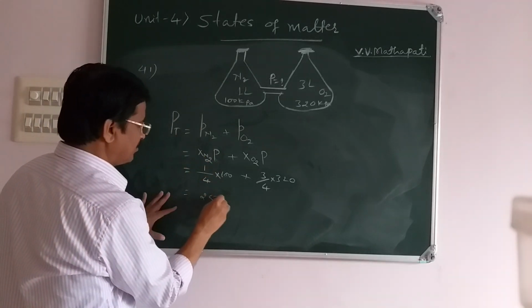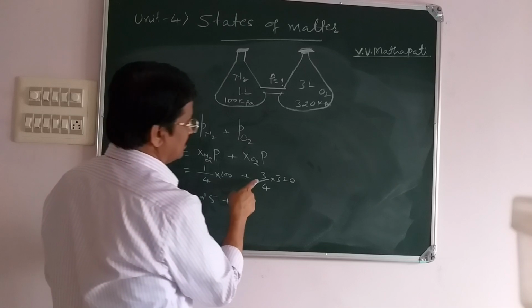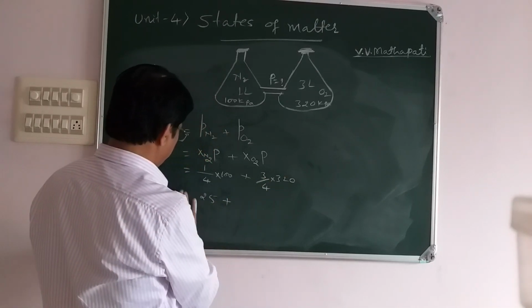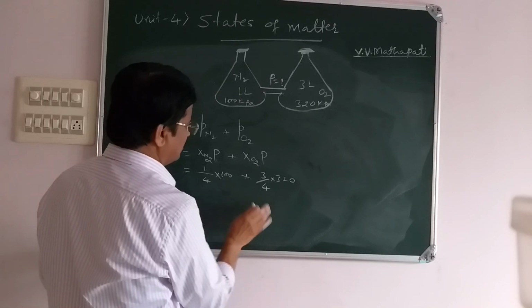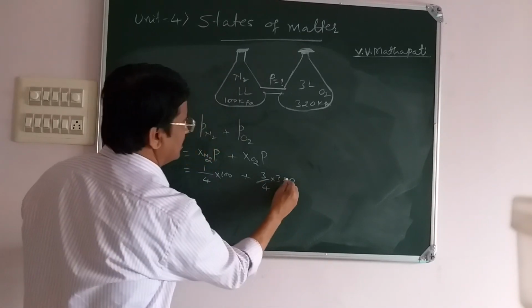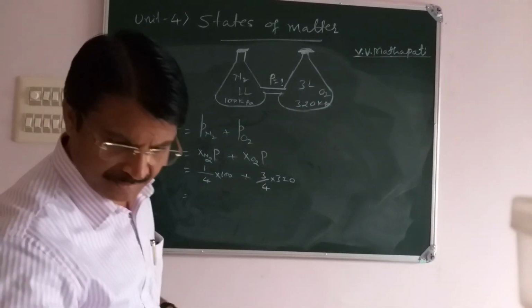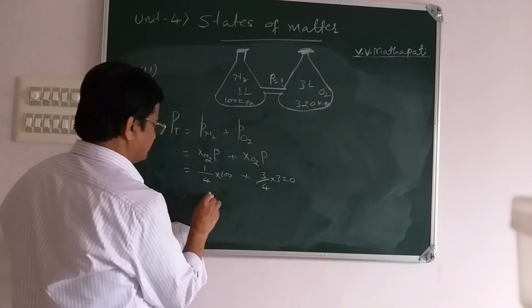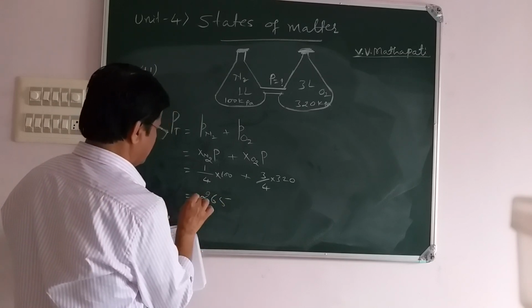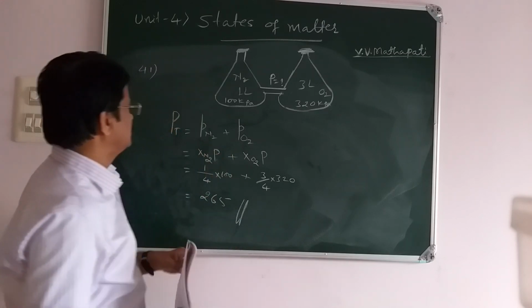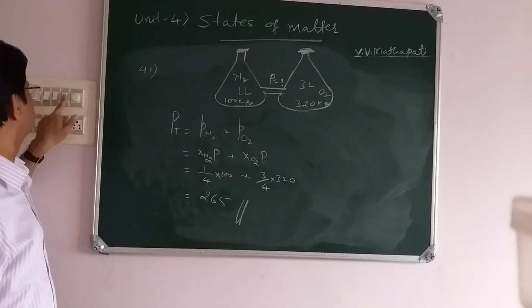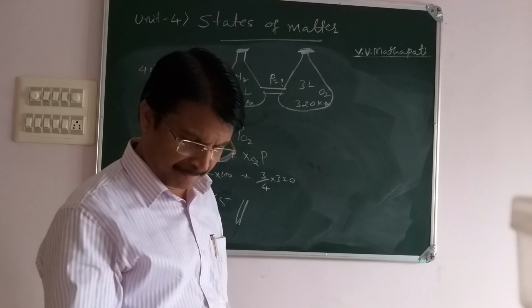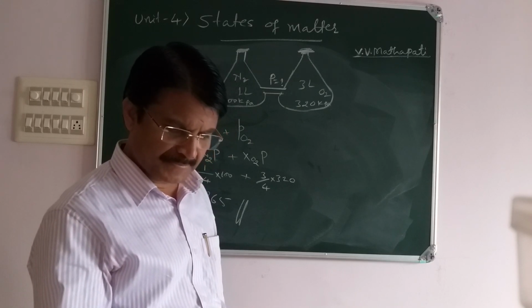Therefore 1 by 4 into 100, which is 25, plus 3 by 4 into 320. Simplify this and we get the answer 265. Answer is option 4.